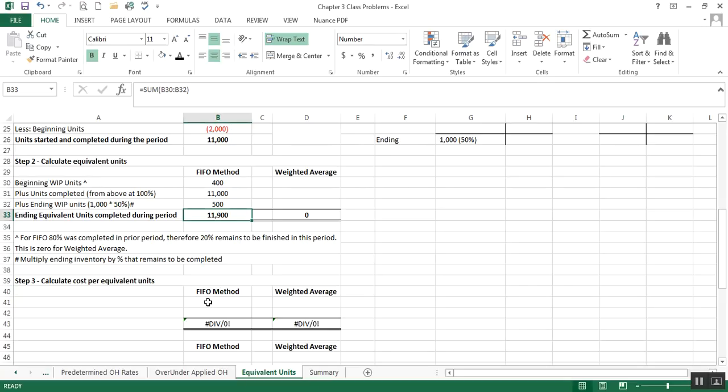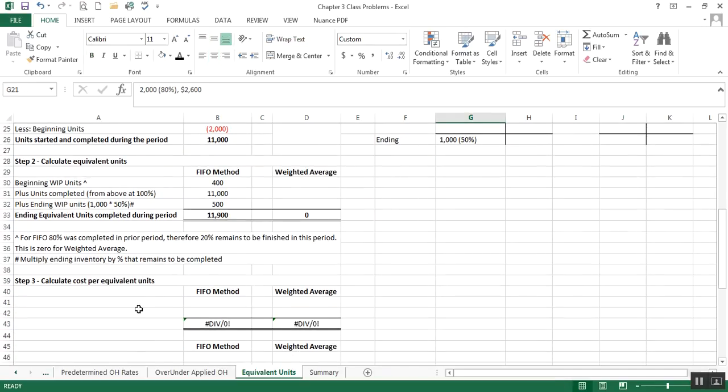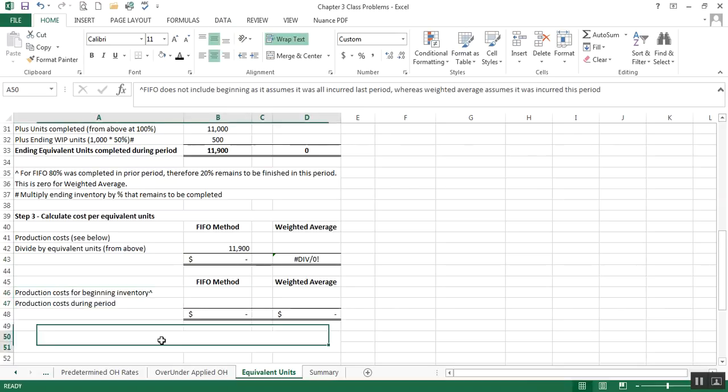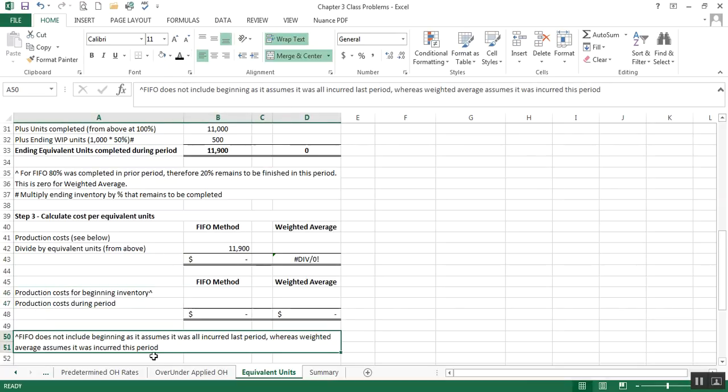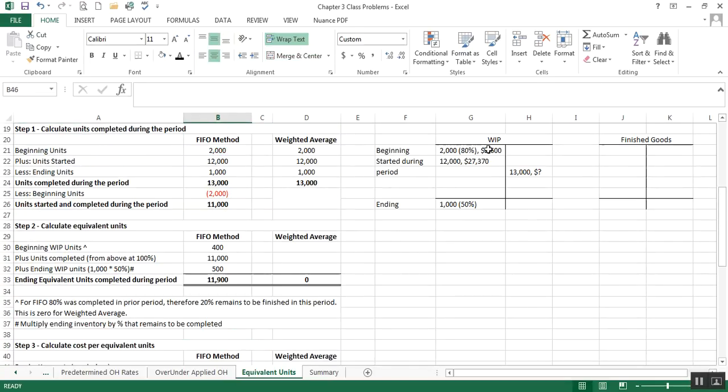Now we can calculate the cost per equivalent unit. Okay? So that's where we start using this information, the cost information. So there's 2 steps. First, we need to calculate the production costs and divide it by the equivalent units. Well, we already know the equivalent units is 11,900. How do we calculate the production cost? FIFO does not include this beginning cost because it assumes that it's related to last period.